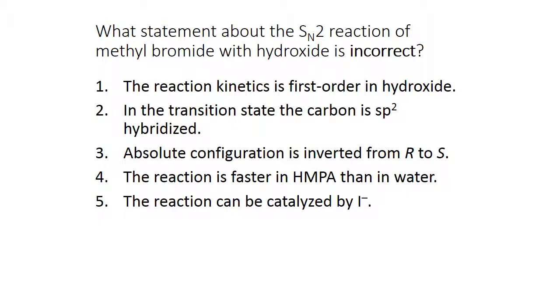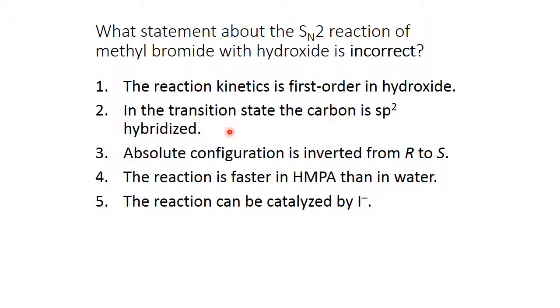So which of these statements about the SN2 reaction of methyl bromide with hydroxide is incorrect? This is actually a very hard problem because we'll just go through these one by one and you're probably going to learn a lot from it. First of all, the reaction kinetics is first order in hydroxide. And probably when you looked at that, you said first order, well, it's SN2, so it's second order. But it's second order overall, but first order in hydroxide and first order in methyl bromide. So the first statement is true.